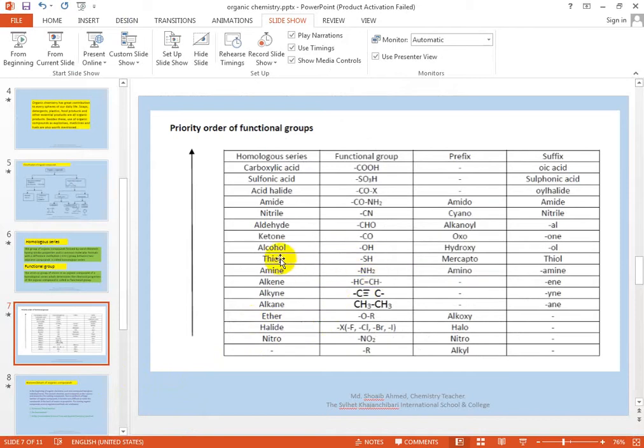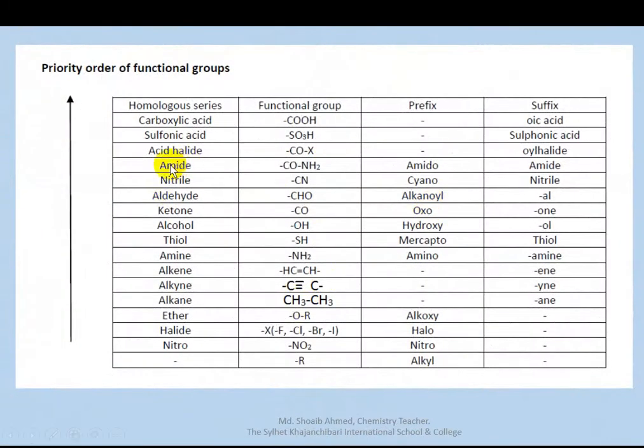Okay, this question is very important, a common question for objective exams. What is the functional group of amide? Amide functional group is CONH2. What is the functional group of nitrile? CN. Aldehyde? CHO. Ketone? CO. Alcohol? OH. Alkene? Carbon-carbon double bond. Alkyne? Carbon-carbon triple bond. Okay, the next slide.